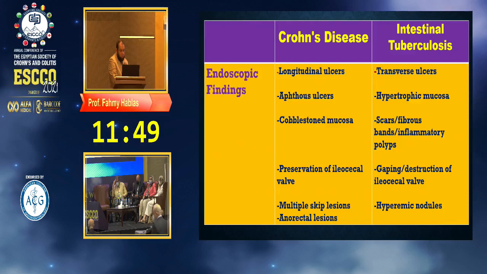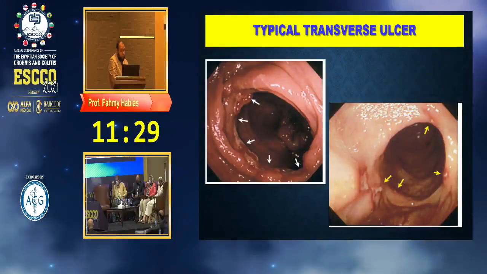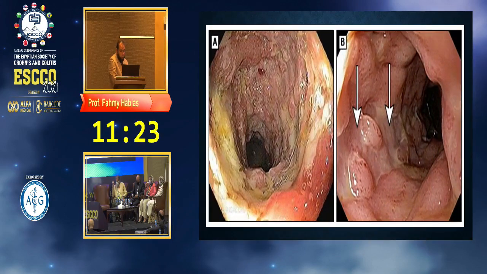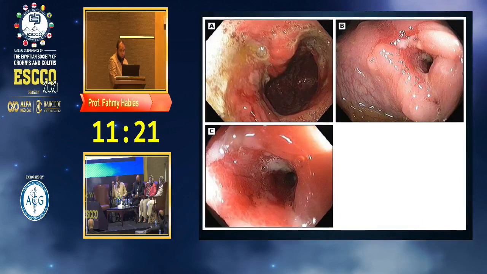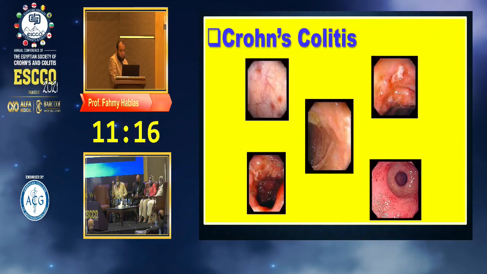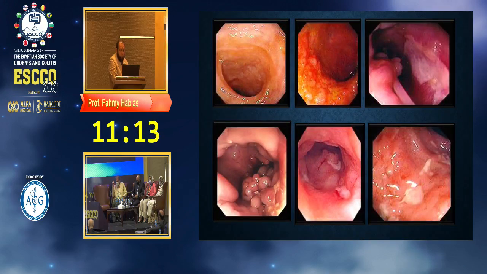According to the endoscopic feature, we have with Crohn's ulcer longitudinal, abscess, cobblestoning, preserved ileocecal valve, multiple skip lesion, anorectal lesion. In TB, the ulcers are transverse, hypertrophic mucosa, the scar and the fibrous band, inflammatory polyps. We have distorted or gaping ileocecal valve, hyperemic nodule. This is the transverse ulcer of TB, of Crohn's disease, distorted valve of ileocecal TB, the Crohn's colitis, Crohn's ileitis.